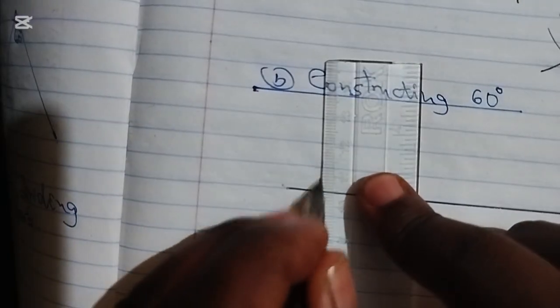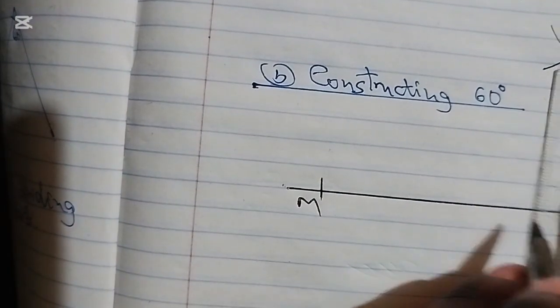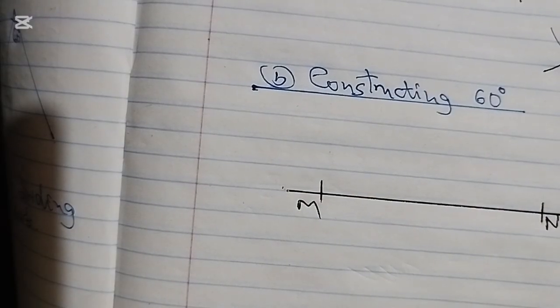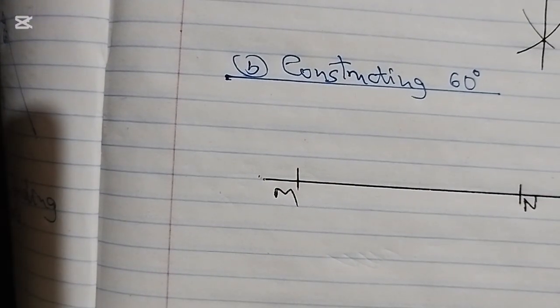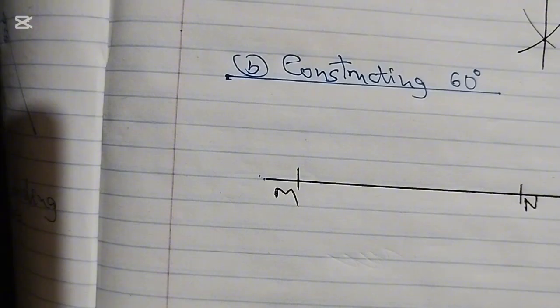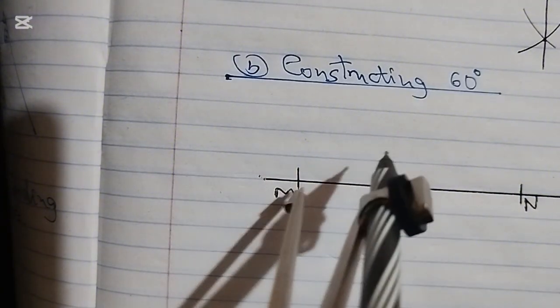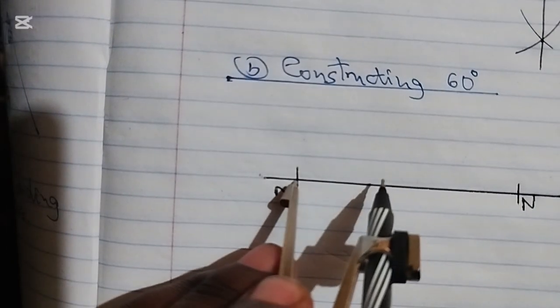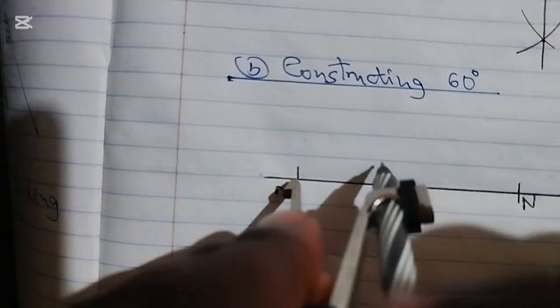This is my line MN. I want to construct 60 degrees at point M. So to construct 60 degrees at point M, I'm going to take my pair of compass with M as the center. I'll stand here at M. I want you to be very keen. I'm standing here at point M, the point I marked M.